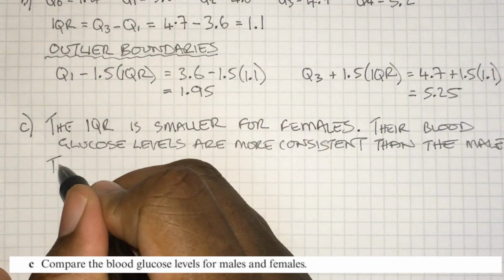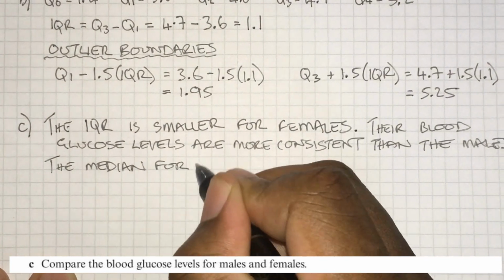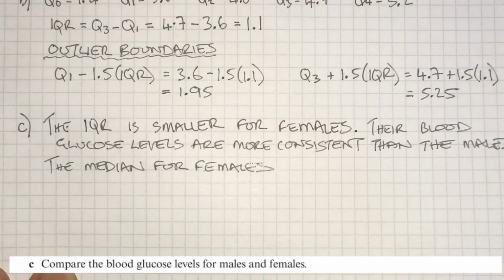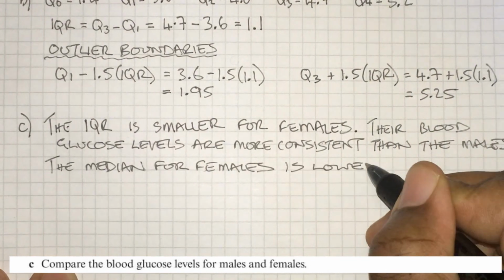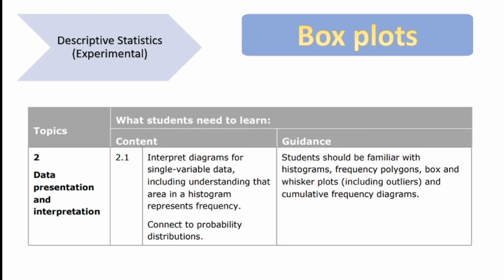Additionally, I'll comment that the median for the females is lower than the median for the males. So I've made one comment about the spread, one comment about the location of the median, and I could also go on to say that they both have outliers. So in that order of priority, say something about the spread, something about the location, and then something about your outliers.